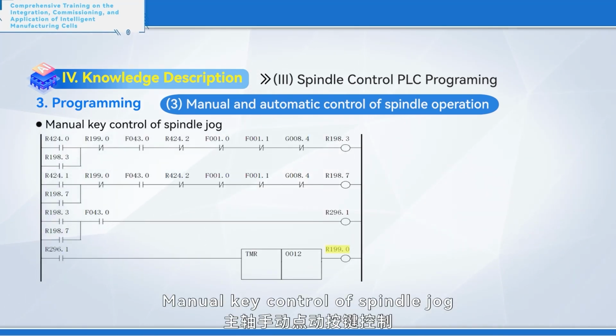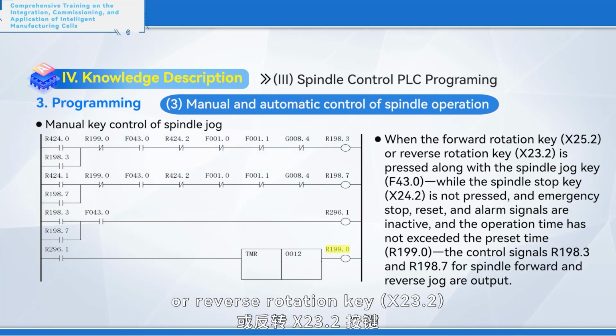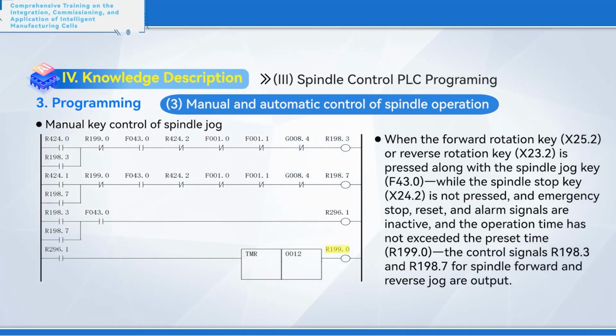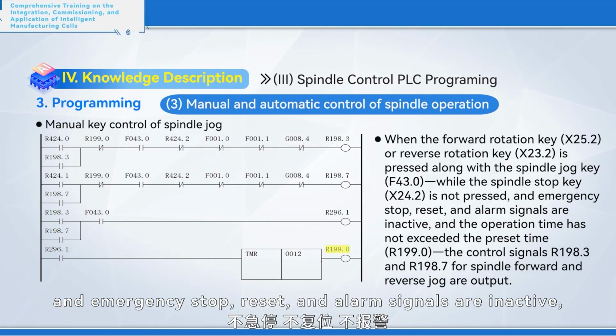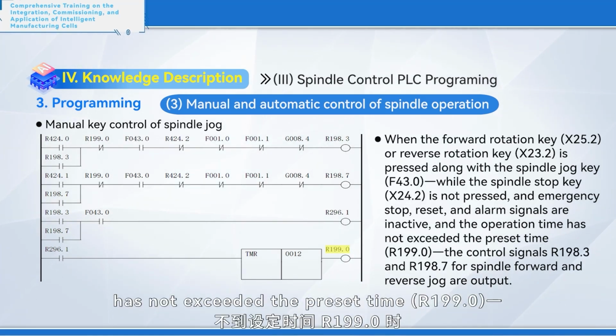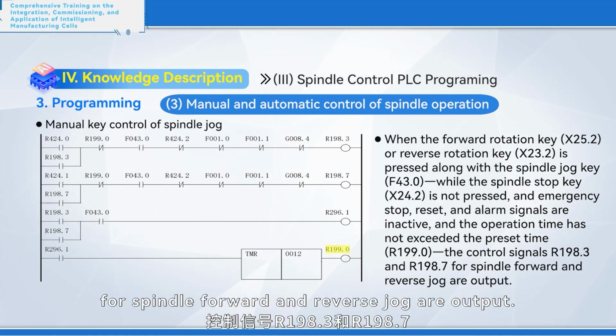Manual key control of spindle jog. When the forward rotation key, X25.2, or reverse rotation key, X23.2, is pressed along with the spindle jog key, F43.0, while the spindle stop key, X24.2, is not pressed, the emergency stop, reset, and alarm signals are inactive, and the operation time has not exceeded the preset time, R199.0, the control signals R198.3 and R198.7 for spindle forward and reverse jog are output.